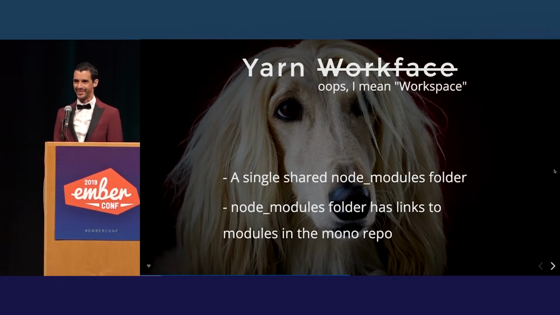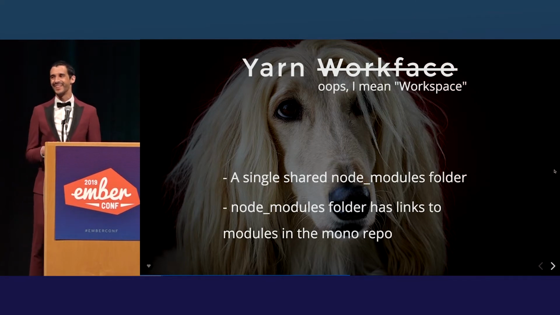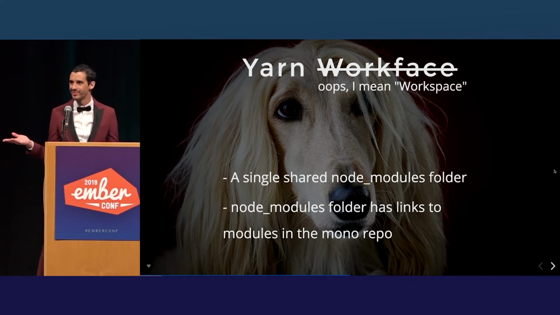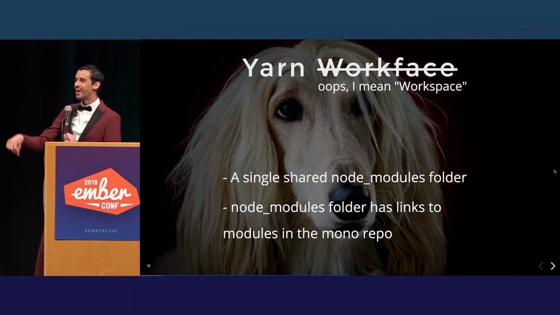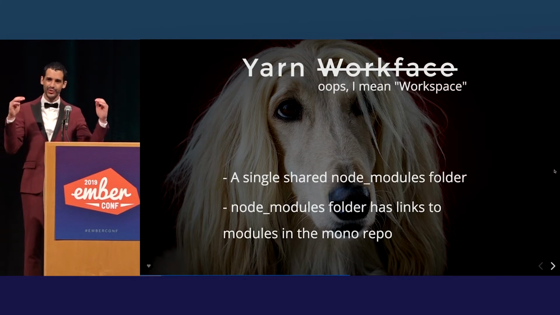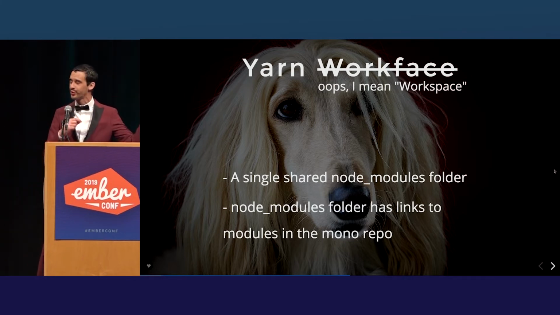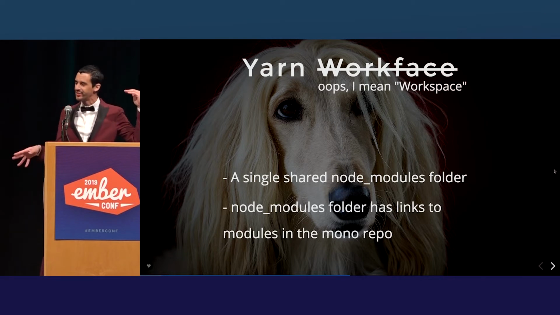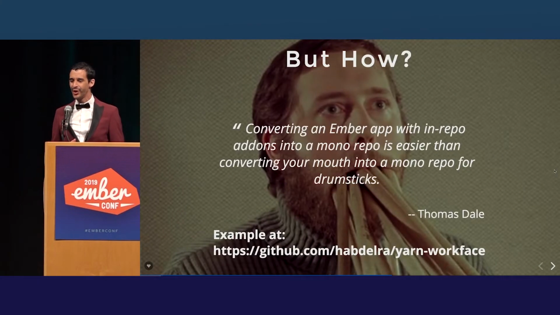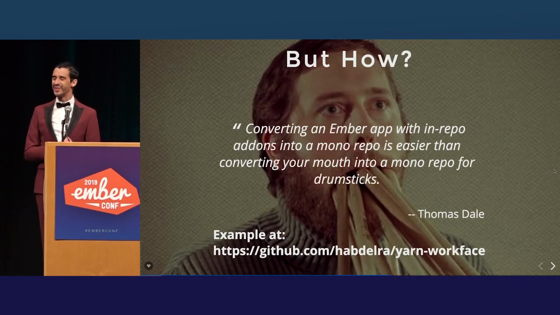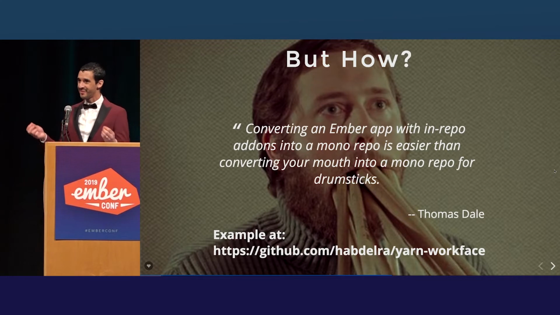OK, so how do I do that? The idea is that Yarn, that we all know and love, actually has this capability called Yarn Workspace. The idea there is that you have multiple modules in the same repository that all share the same node modules folder. And within that node modules folder, there are symlinks into the individual modules, so everything stays in sync. So the process of actually doing this is pretty straightforward, right?